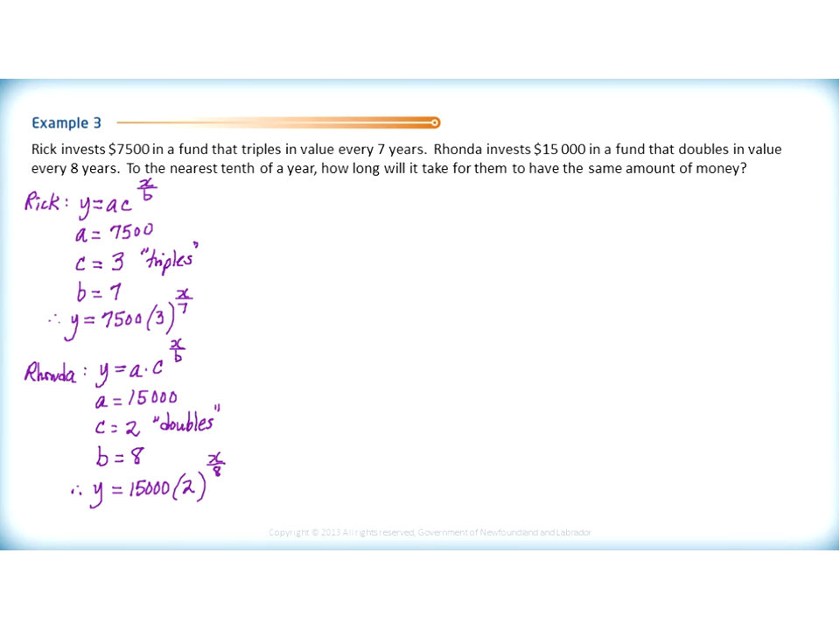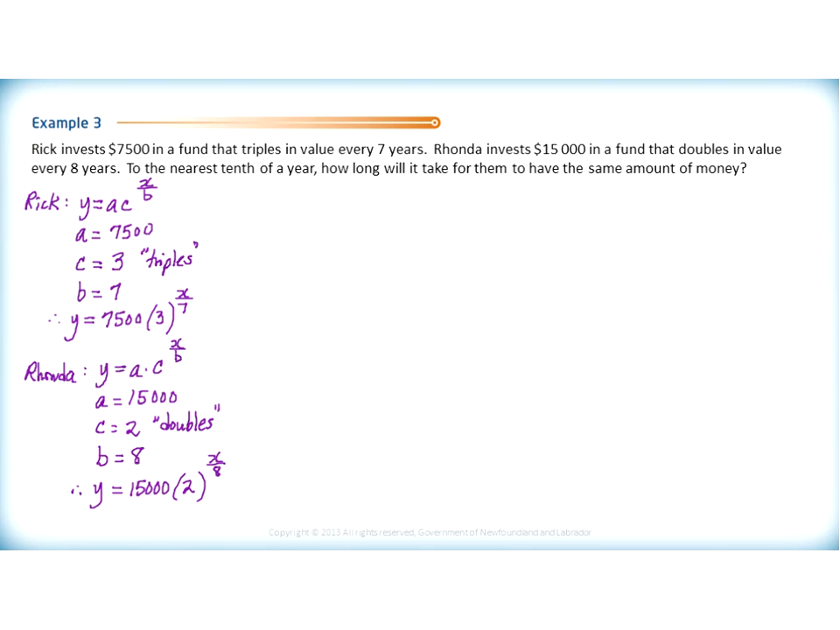So the question is asking, to the nearest tenth of a year, so that's one place after the decimal, how long will it take for them to have the same amount of money? So once again, we are going to let these y values, let the two equations equal each other, which will give them the same amount of money. And when we determine the value of x, that will give us the time required for that to happen.